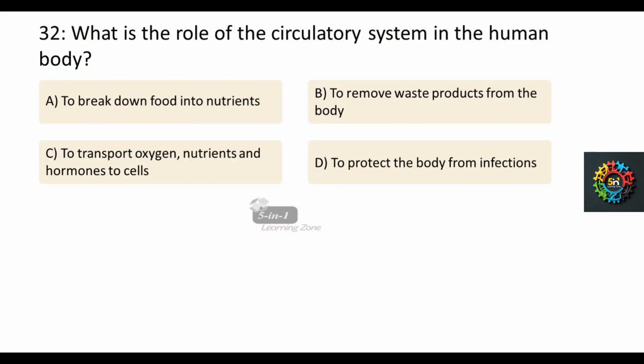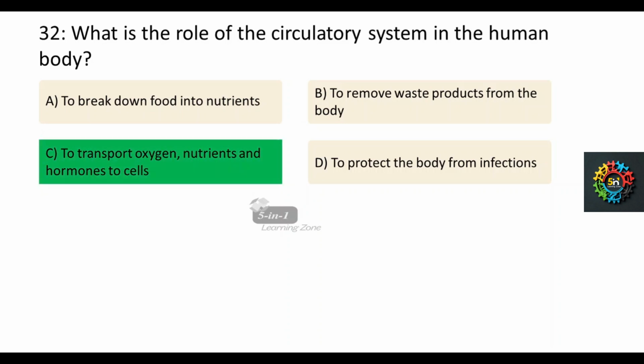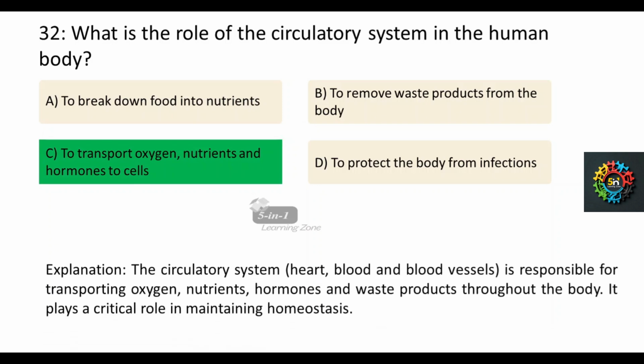32. What is the role of the circulatory system in the human body? Answer. C. To transport oxygen, nutrients and hormones to cells. Explanation. The circulatory system, heart, blood, and blood vessels, is responsible for transporting oxygen, nutrients, hormones, and waste products throughout the body. It plays a critical role in maintaining homeostasis.